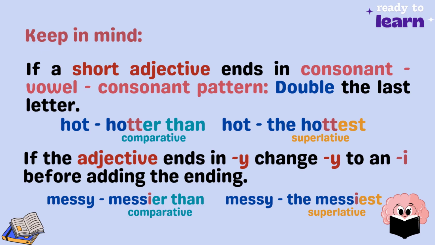Keep in mind a quick spelling rule. If a short adjective ends in a consonant-vowel-consonant pattern, you need to double the last letter. Hot becomes hotter than, with 2 T's, for comparatives, and the hottest for superlatives. Here is another important spelling rule. If the adjective ends in y, you must change that y to an i before adding the ending. For example, messy becomes messier than for comparatives and the messiest for superlatives.